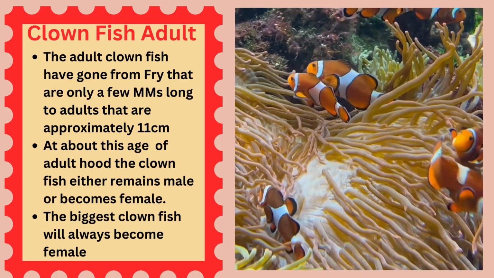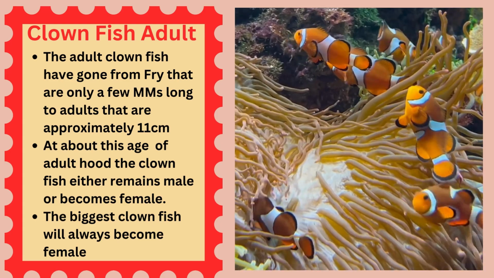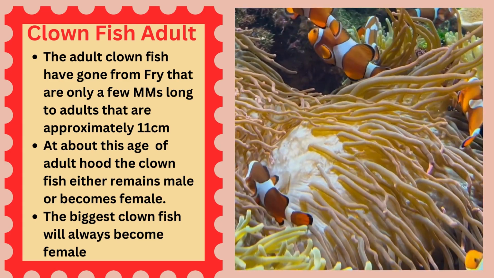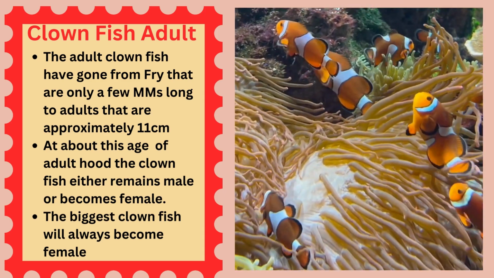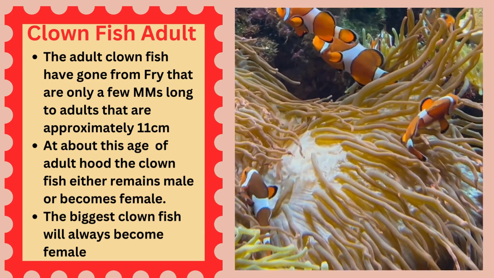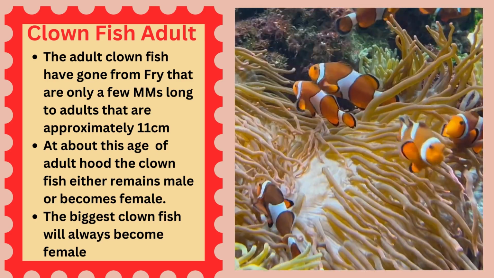Clownfish adult. The adult clownfish have gone from fry that are only a few millimeters long to adults that are approximately 11 centimeters. At about this age, the adult clownfish either remains male or becomes female. The biggest clownfish will always become female.